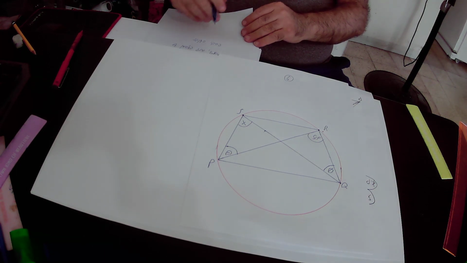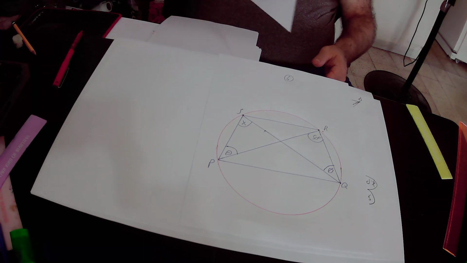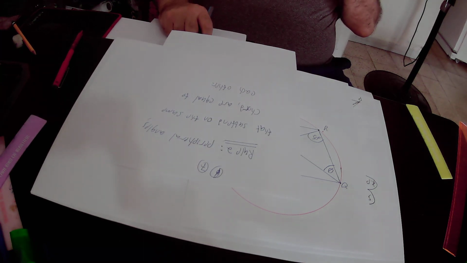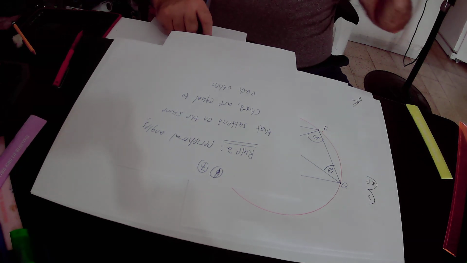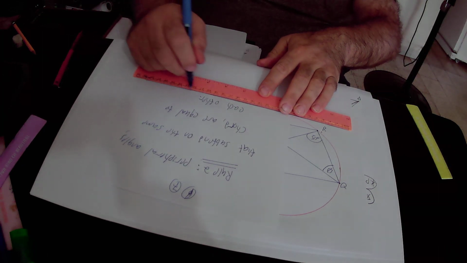So I will read rule number 2 again. Rule number 2 states that peripheral angles that subtend on the same chord are equal to each other. Okay? And again, we can implement rule number 2 in our drawing.